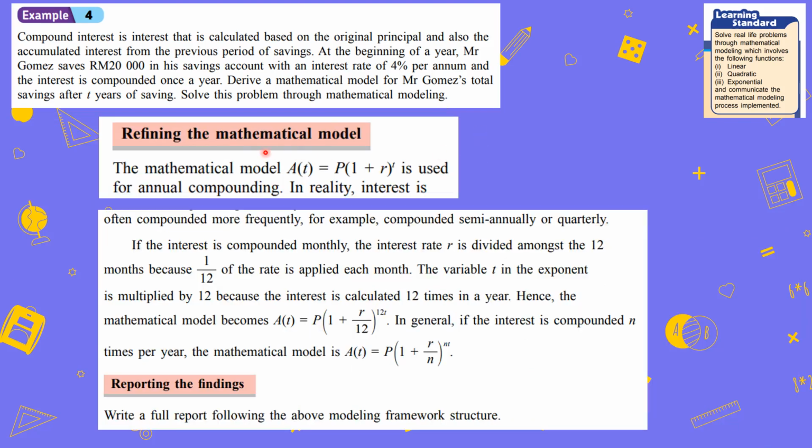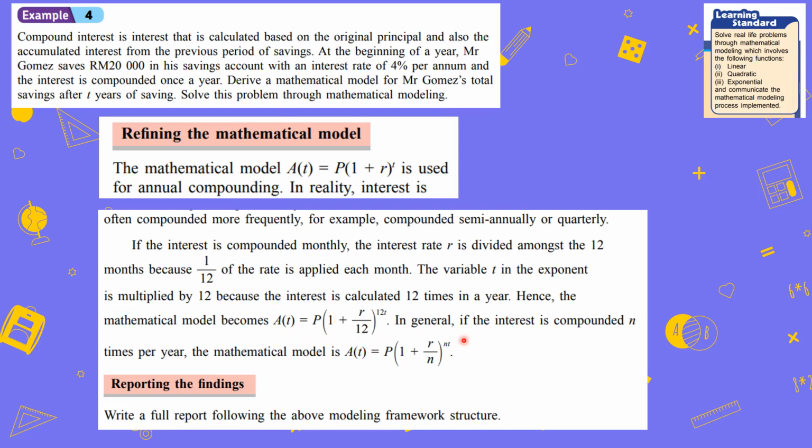Now let's refine the mathematical model. So this is the model that we got just now from the solution. That is for annual compounding. But in reality, the interest is often compounded more frequently, for example, compounded semi-annually or quarterly. So if the interest is compounded monthly, the interest rate is divided by 12 months, because 1/12 of the rate is applied each month. So the variable T in the exponent is multiplied by 12 because the interest is calculated 12 times in a year. Hence, the mathematical model becomes this new formula, if it is compounded monthly.